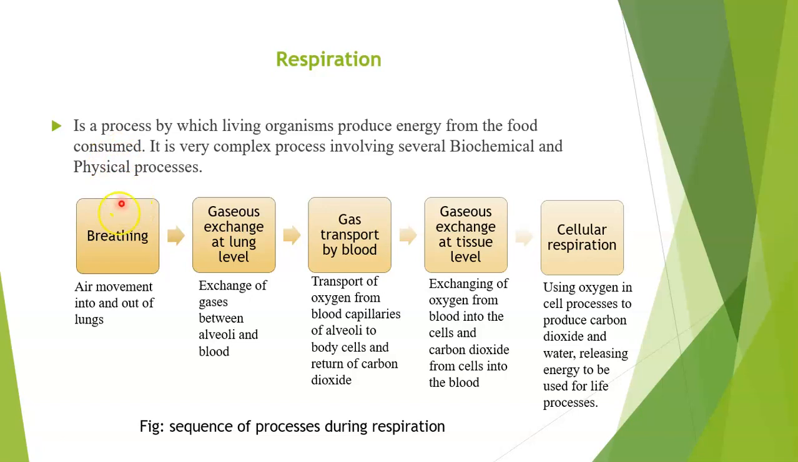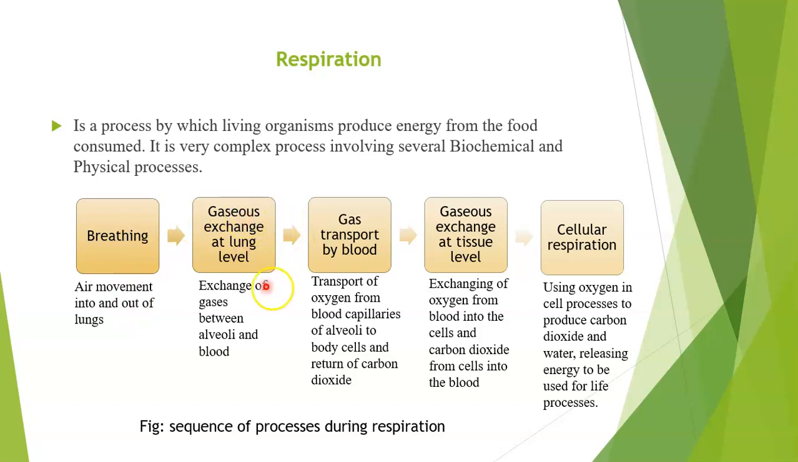Now this flow chart represents the various events that happen during respiration. As you can see, there are five events that happen together during respiration. The first step is breathing, where movement into and out of the lungs occurs. So there will be taking in of oxygen and taking out of carbon dioxide from the lungs.